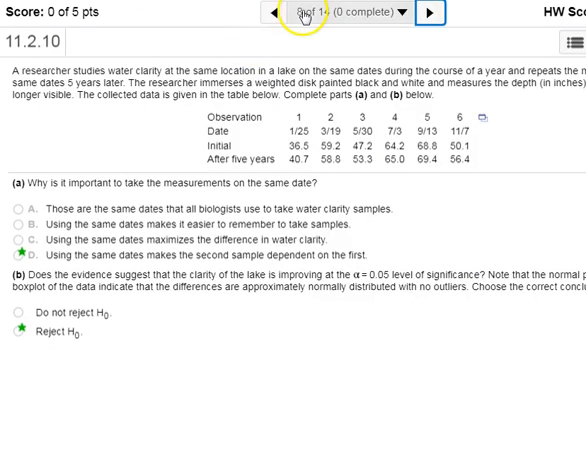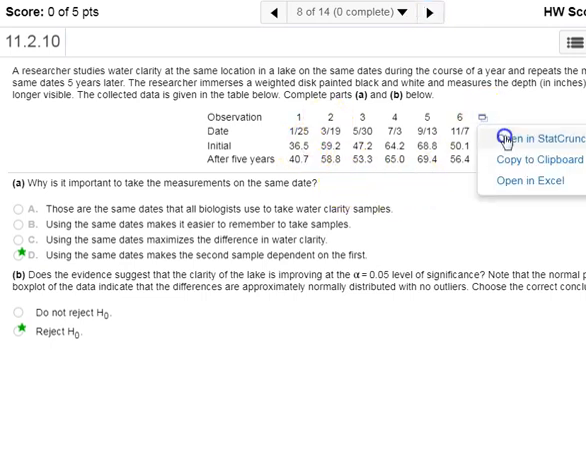And number 8, we have another dependent situation. Someone's testing water clarity, and they have their observations here. They're making them on the same date. They do an original observation, and then they do one 5 years later on that same date. So we have nice paired matched data from a certain year and then that same date 5 years later.